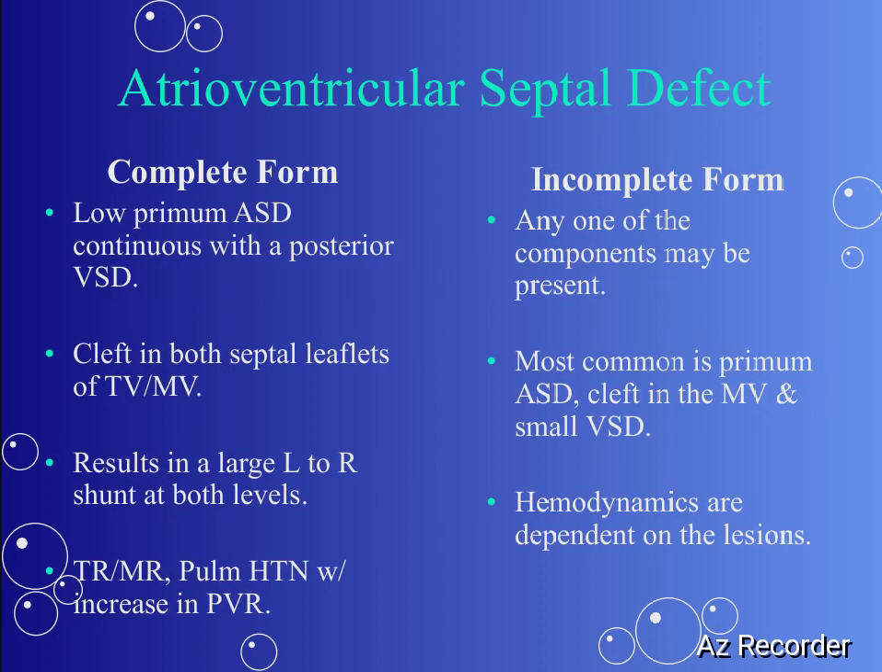Complete form: low primum ASD continues with the posterior VSD, cleft in both leaflets of TV or MV. This results in a large L-to-R shunt at both levels, TR or MR, pulmonary hypertension with increased PVR. Incomplete form: any one of the components may be present. Most common is the primum ASD, cleft in the MV and a small VSD.